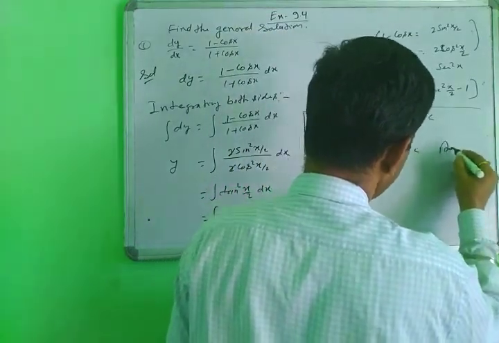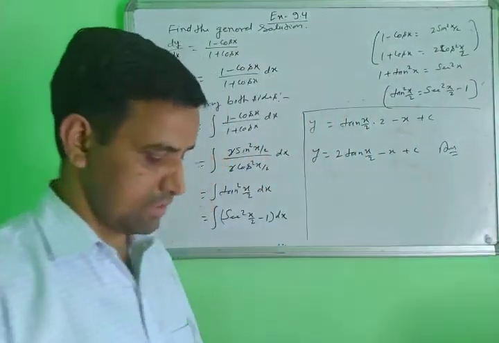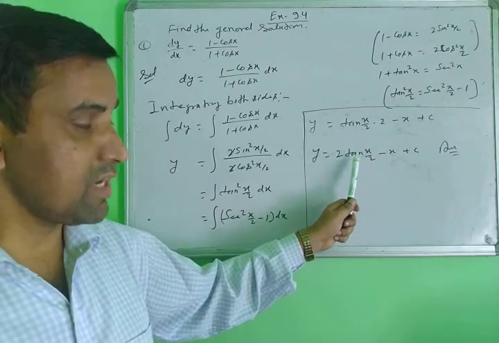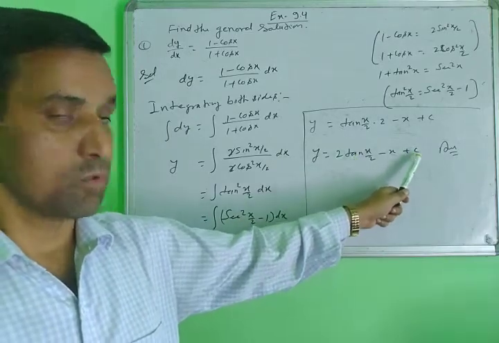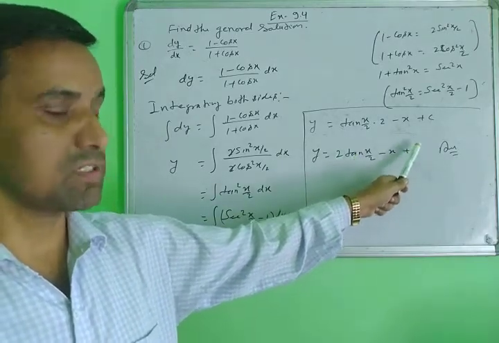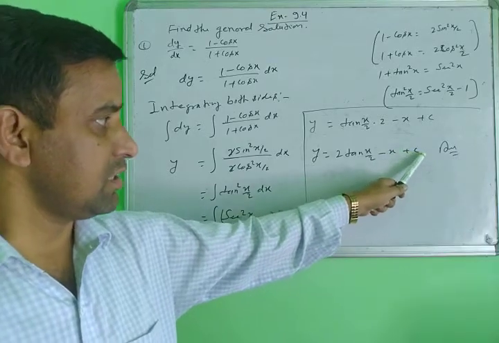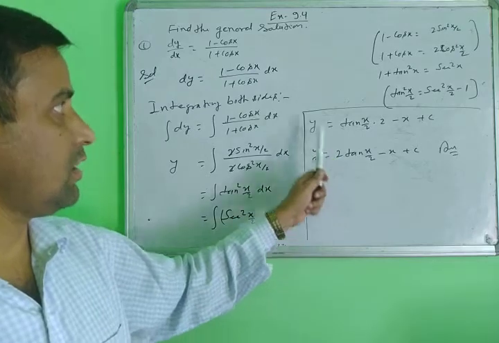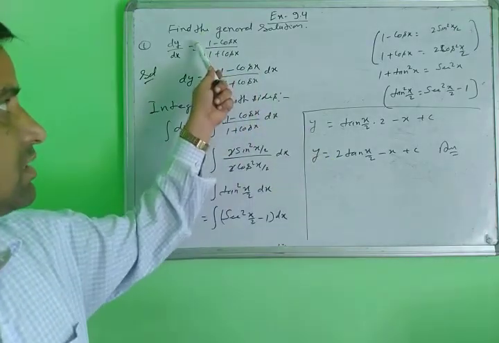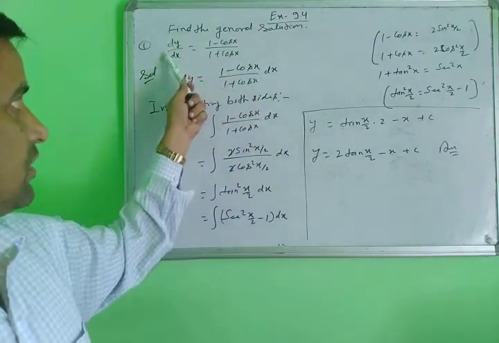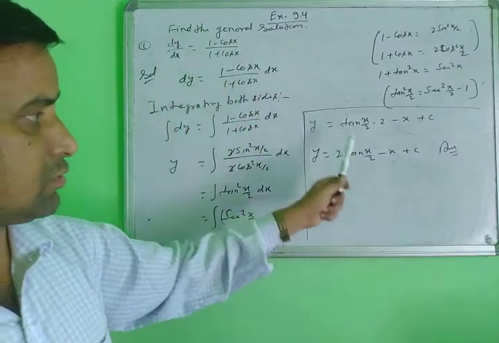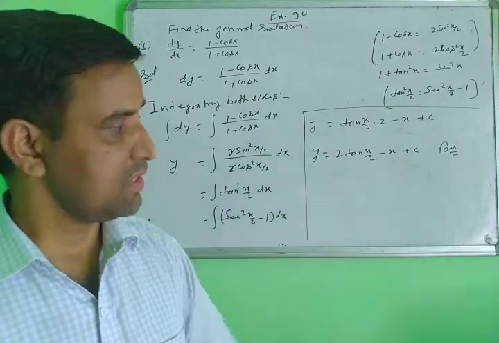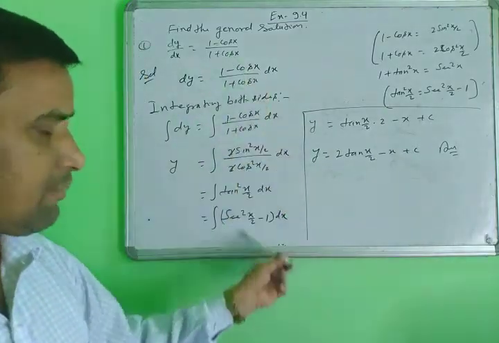This is the general solution of the given differential equation. Why general solution? Because you are putting c, the arbitrary constant here. Then this solution is called the general solution, and it is the solution of this given differential equation. According to this way, you will solve every question.